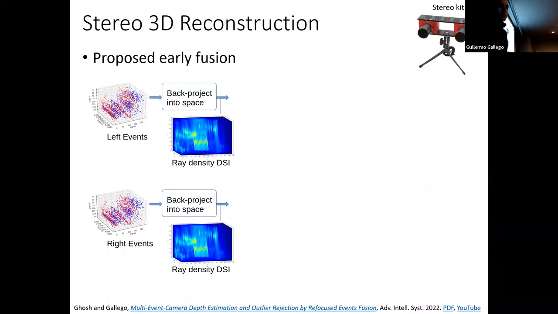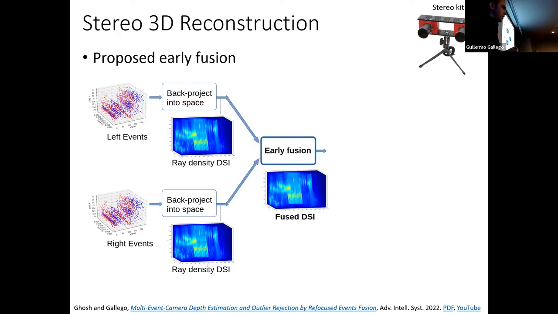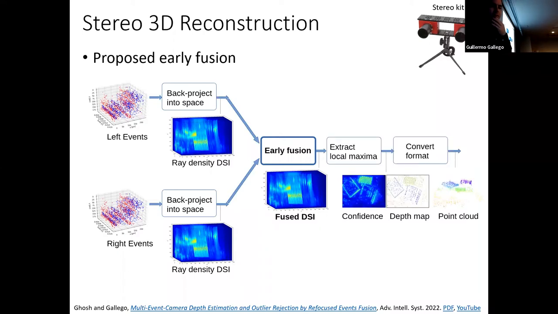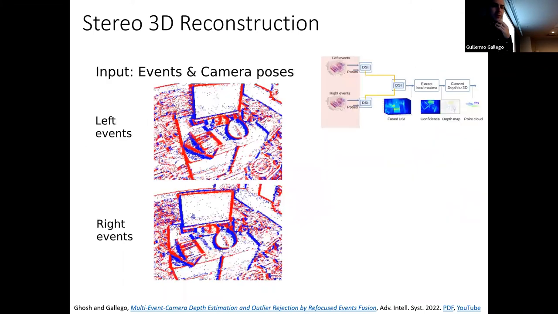Instead, what we propose is to do an early fusion and back project the events from both cameras to a common region in space. So we define a disparity space image region, and in this region, you count how many events come from the left camera and how many events come from the right camera at every point in space, and then we fuse the two DSIs into a single one. And then now that we only have one DSI, we can do the monocular case. The idea is then how to fuse them. But let's show with an example.